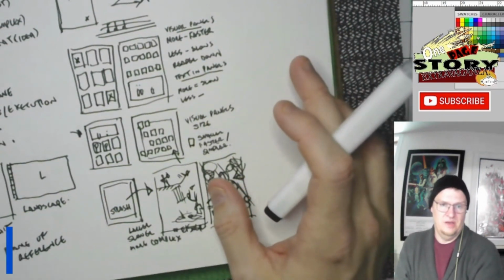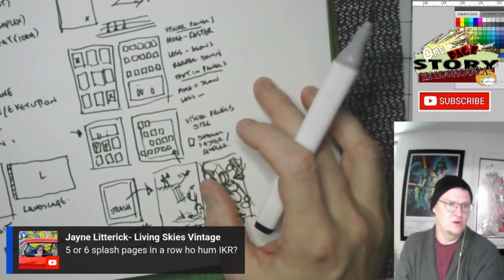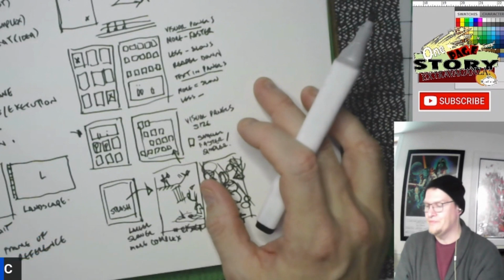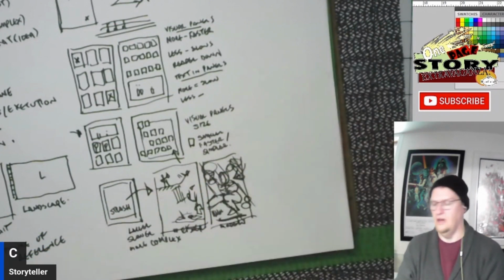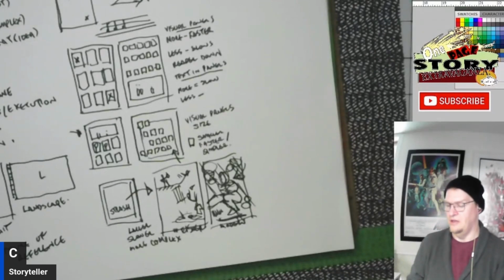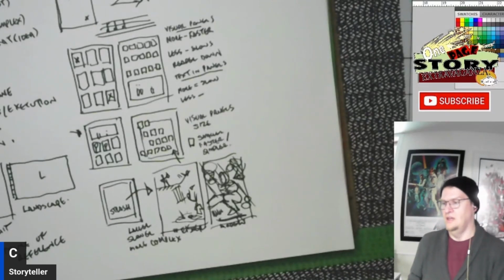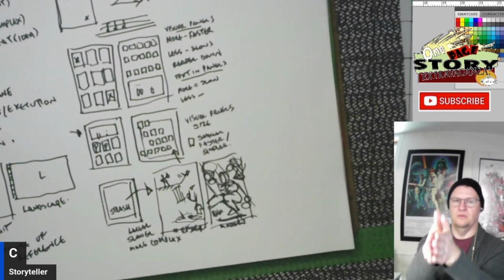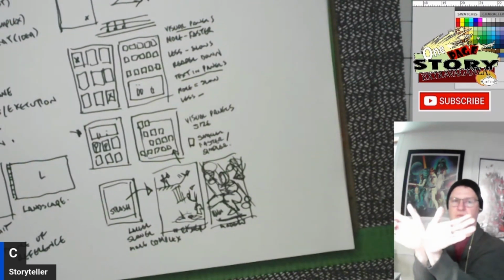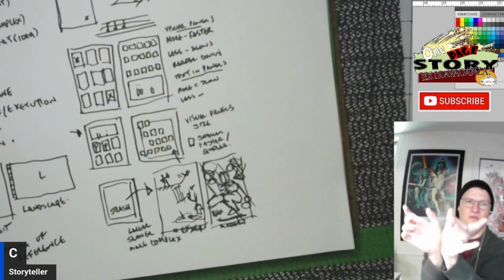Five or six pages in a row are ho-hum. I know, right? Yes and no. There's an example in a book called Next Wave by Warren Ellis and Stuart Immonen. And what Stuart does is it has this running gatefold. And the gatefold is when the book opens up and you get the picture that goes from one side right over to the other.